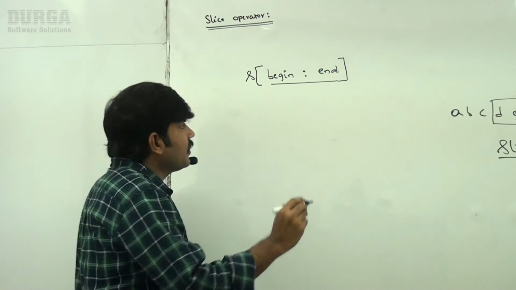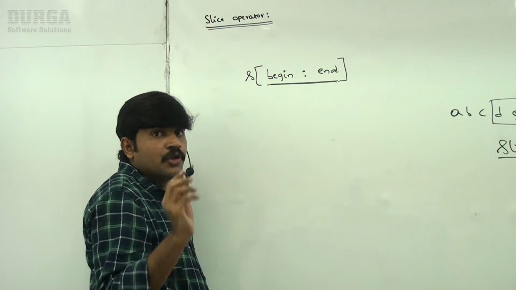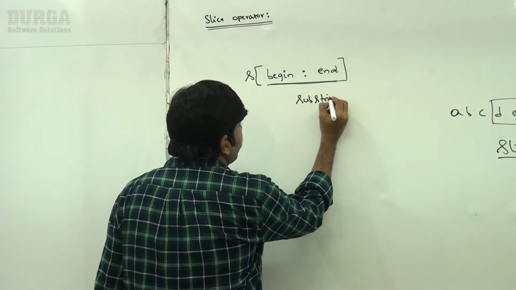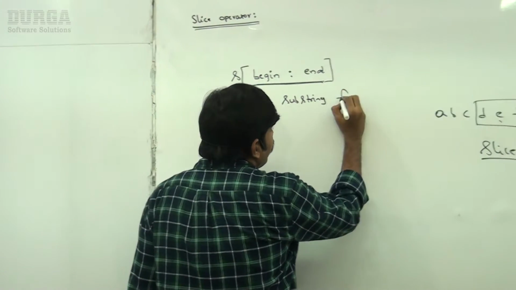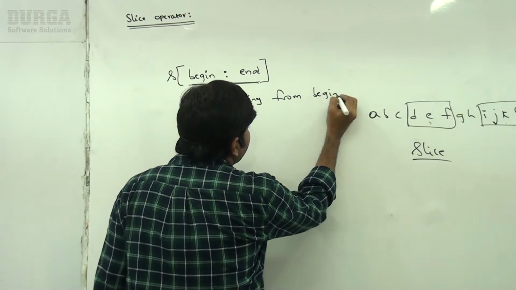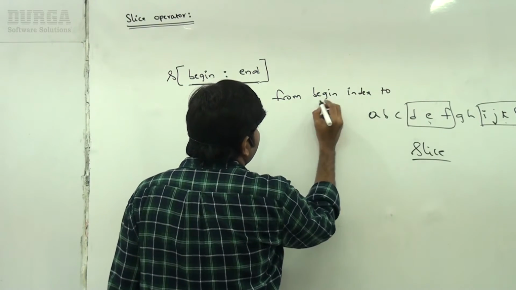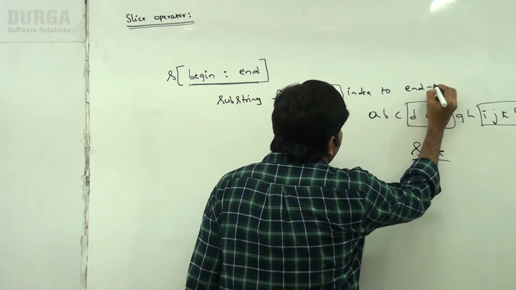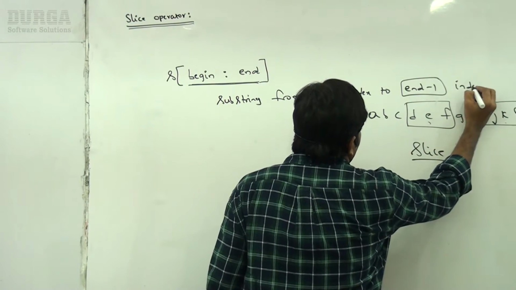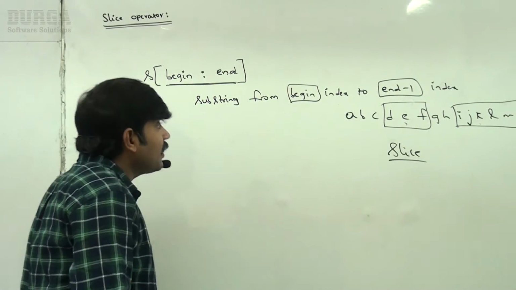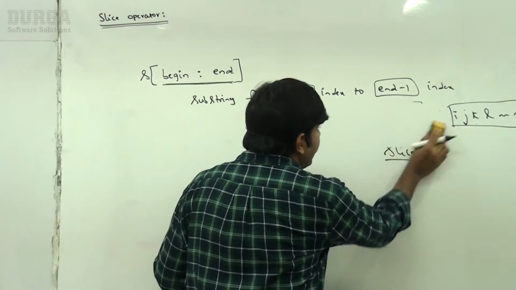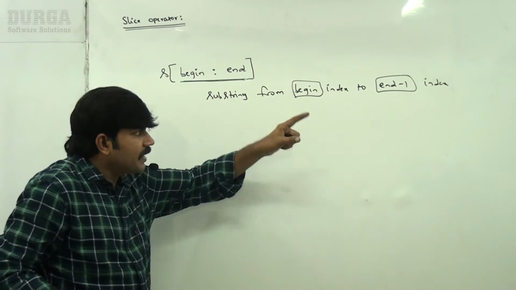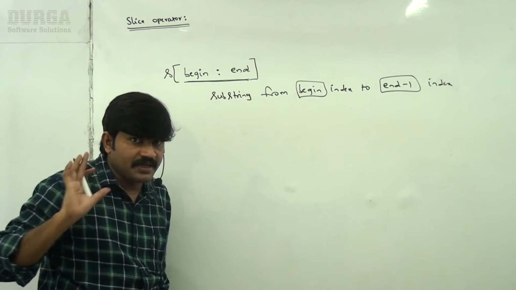This is the syntax for the slice operator, right? What it will return is a substring. It returns a substring from begin index to, observe very carefully, begin index to end minus 1 index. From begin index to end minus 1 index, not end index, friends. Observe a bit very carefully. It returns a substring from begin index to end minus 1 index.